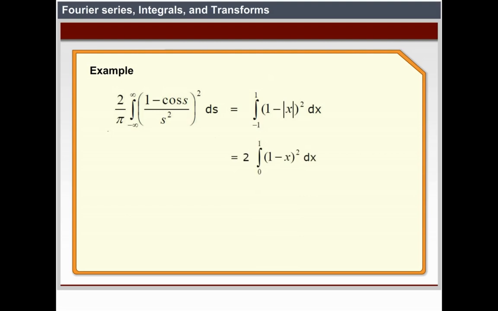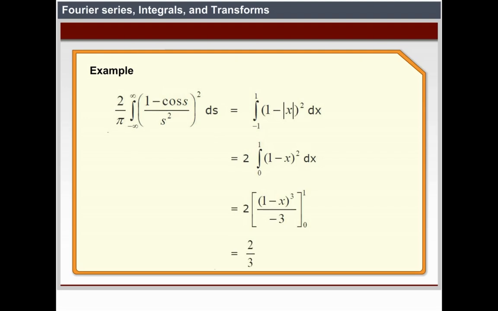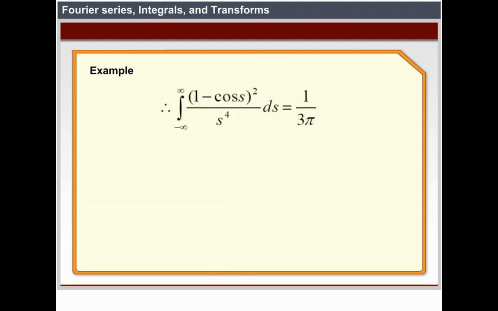2 times the integral from 0 to 1 of (1 − x)² dx. It's an even function, so the integral is converted into 2 times the integral from 0 to 1. After integrating, we get 2 times [(1 − x)³ / (−3) with limits 0 to 1], which equals 2/3. We get 2/3 after applying the limits. Therefore, the integral from −∞ to +∞ of (1 − cos s)² / s⁴ ds equals π/3.